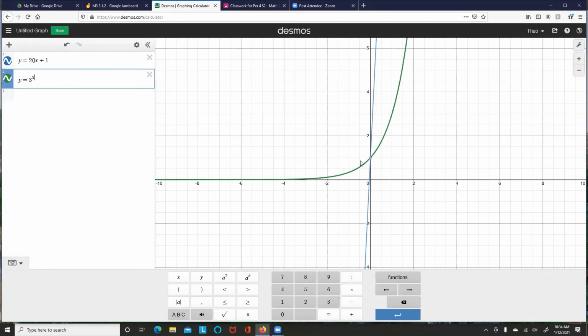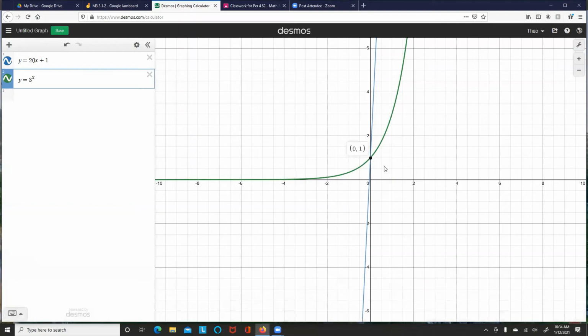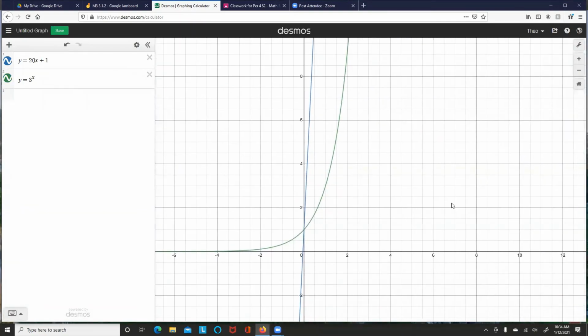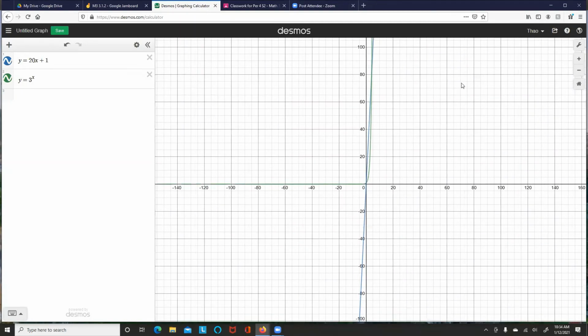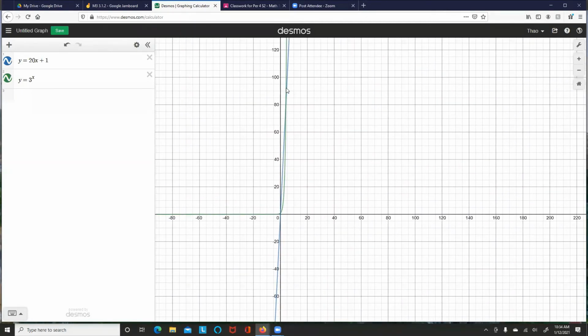So I can only see one intersection at (0, 1) right now, right? But if I zoom out a lot, I could see a second solution up here, right? It's (4, 81). So we have two solutions, (0, 1) and (4, 81). Those are our two points. Go ahead and write that on your paper, (0, 1) and (4, 81). Those are our two solutions.